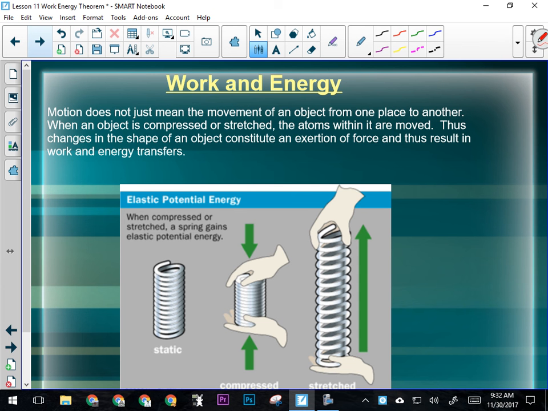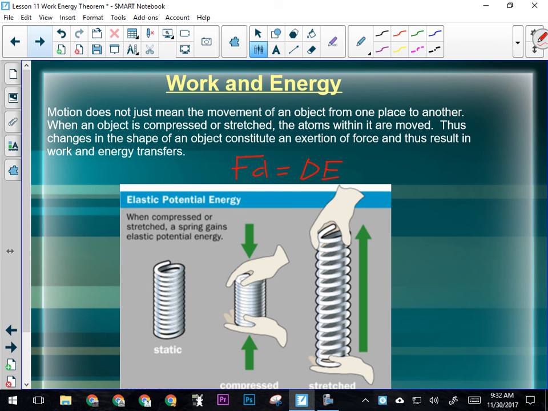If I compress the spring, I exert a force through whatever distance I shorten the spring. If I stretch the spring, same thing. I exert a force over whichever distance I made the spring longer. It now has elastic potential energy. If I let it go, it's going to do work, because it wants to go back to its original shape. So a bow and arrow and a spring are examples that come up all the time because they're very easy to do. Force times distance equals a change in energy, which are work energy theorem type problems.